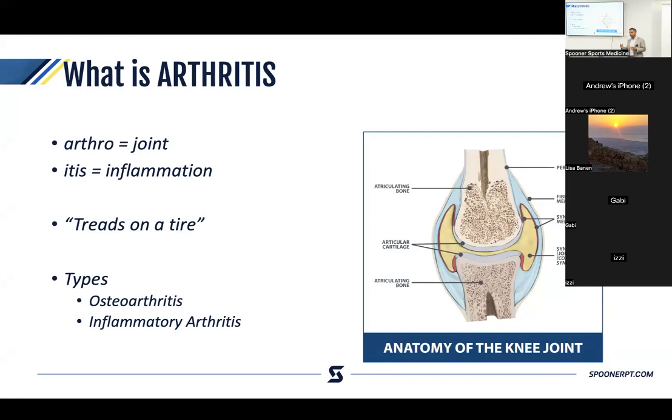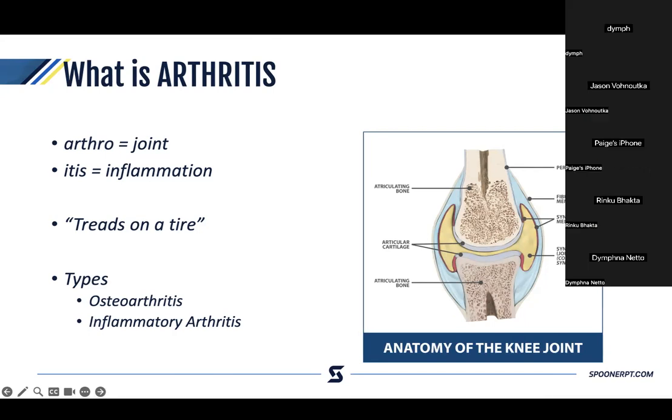So when we're all born, we have a certain thickness to that. But as we go through life, that cartilage will slowly thin out, like I said, treads on a tire. When you get a new tire, you have a thickness to that tread. And the more you drive, that tread becomes thinner and thinner. And that's what we call arthritis.